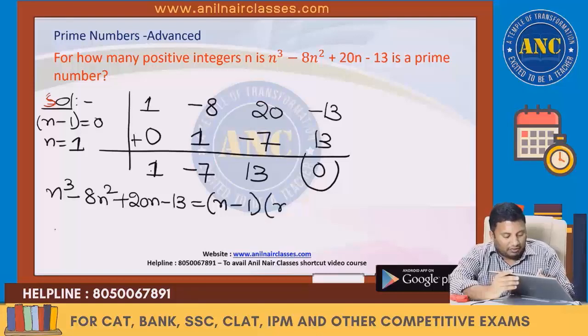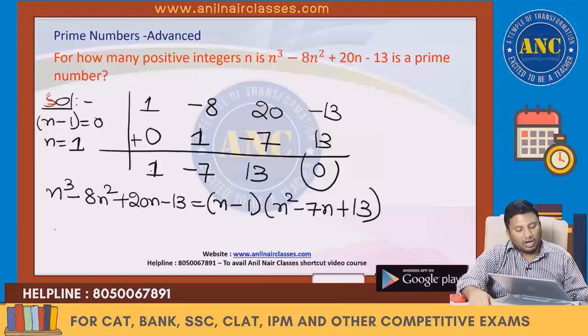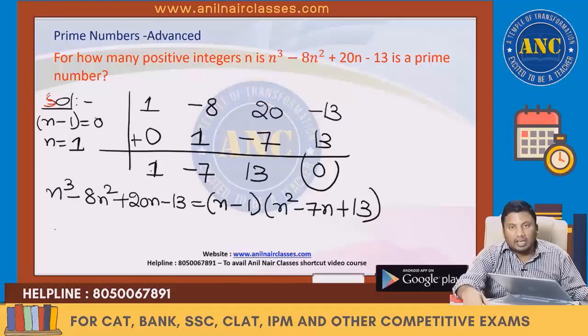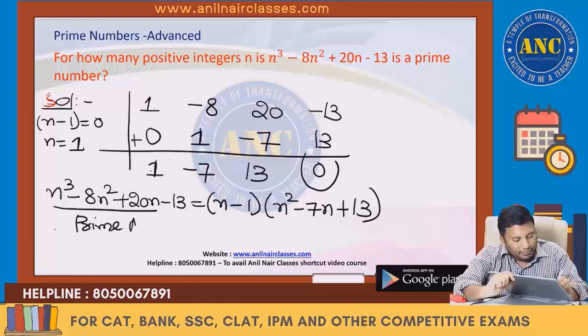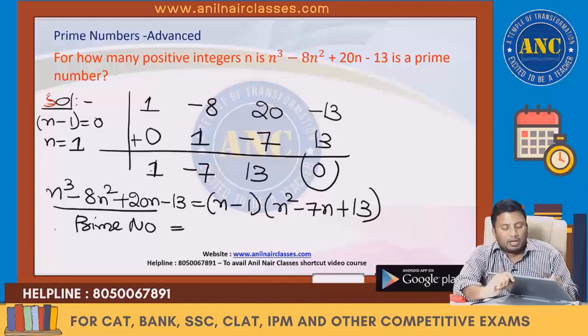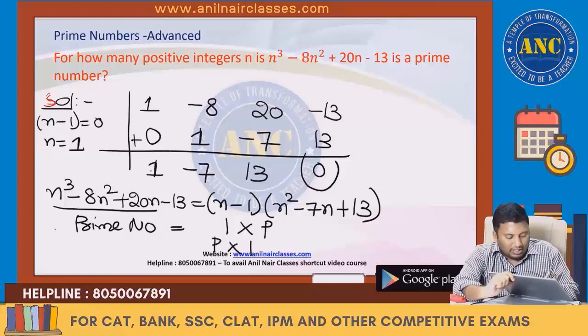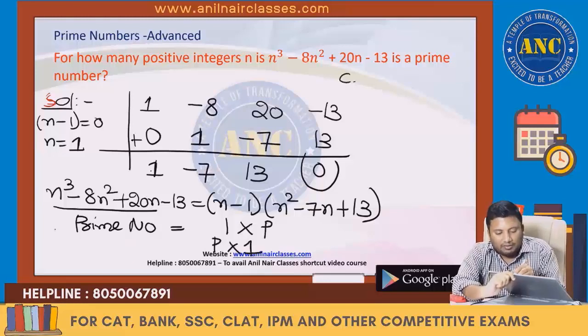What is the other factor? n square minus 7n plus 13. I hope it is clear how to write down the cubic as linear into quadratic. What is the concept he said? He said that this is a prime number. Prime number will have two distinct factors, 1 and itself. Case 1: n minus 1 is 1, so n will be 2.